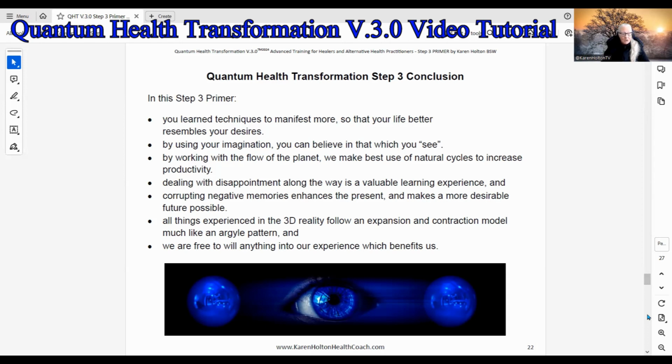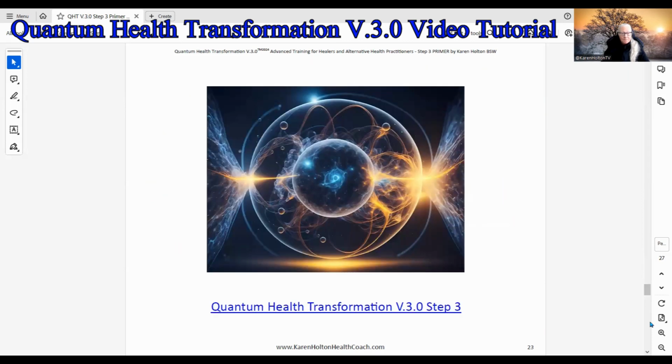All things experienced in the three-dimensional reality follow an expansion and contraction model, much like an Argyle pattern, and we are free to will anything into our experience which benefits us.